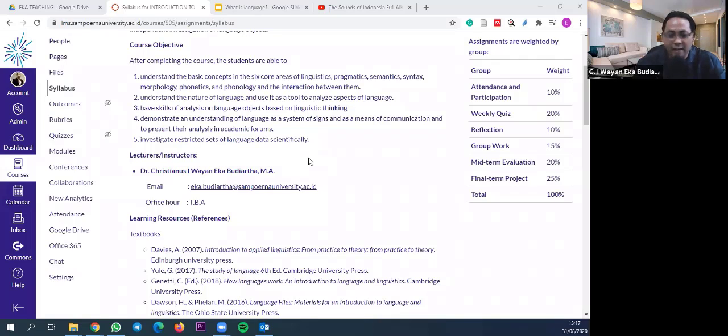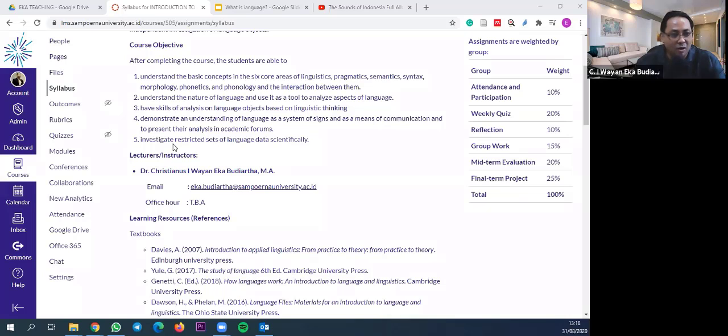And later on, you can see how I manage the evaluation, because mostly I would like to invite you to join several discussions, group projects, and also presentations. Also, the objective is to demonstrate and understand language as a system of science and a means of communication in order to present your analysis in academic forums.